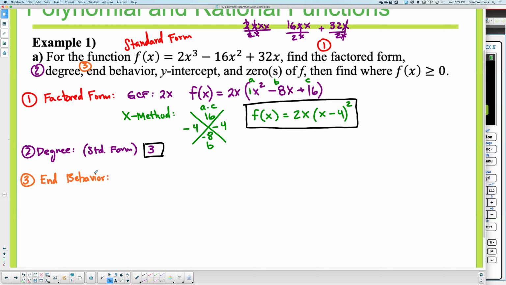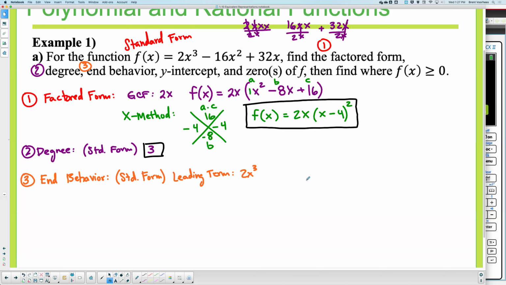For end behavior, I'd recommend using the standard form. If you use the standard form, you can predict it really quickly off the leading term. So I'm going to use the standard form here. What is my leading term? My leading term is 2x cubed. So what does that mean?